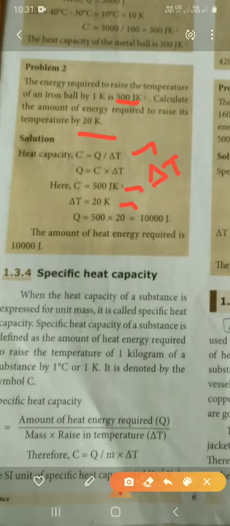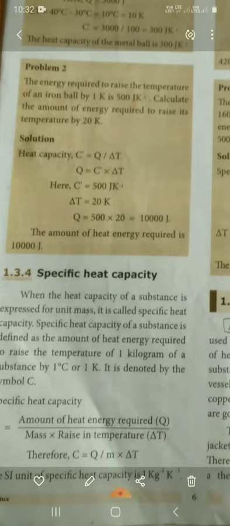Okay, when they ask for heat energy, you can apply the heat capacity formula. What they are giving is the iron ball's heat capacity, 500 joule per K. Calculate the amount of energy required for the raised temperature, which means 20. So we multiply both, and we get the answer for the required amount of energy.